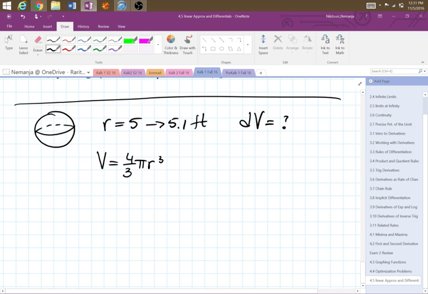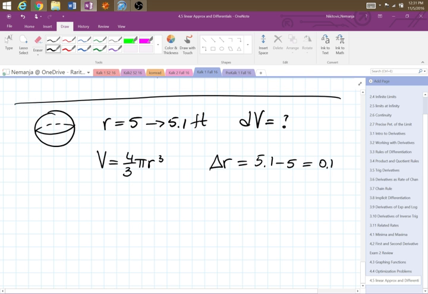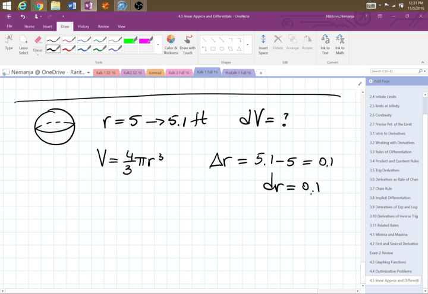Ready? All right. We start with delta R, which is actually dr. So that's 5.1 minus 5, which is 0.1. So we have that dr is 0.1. Then we differentiate. So dV is equal to 4 pi r squared dr. We plug everything in. So 4 pi, r is going to be 5, and dr is 0.1.